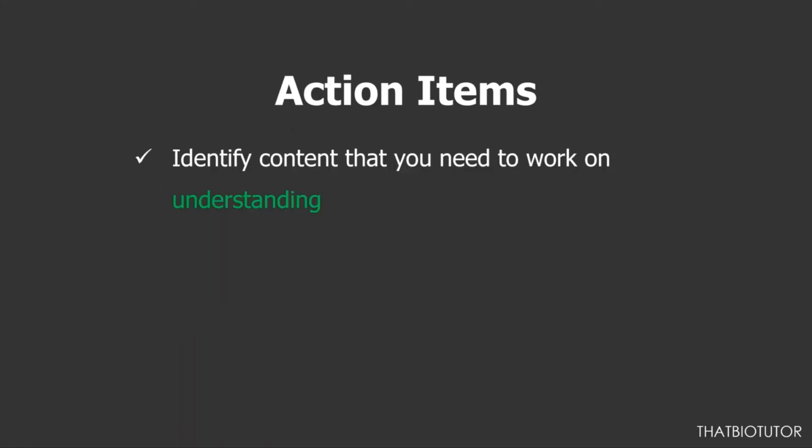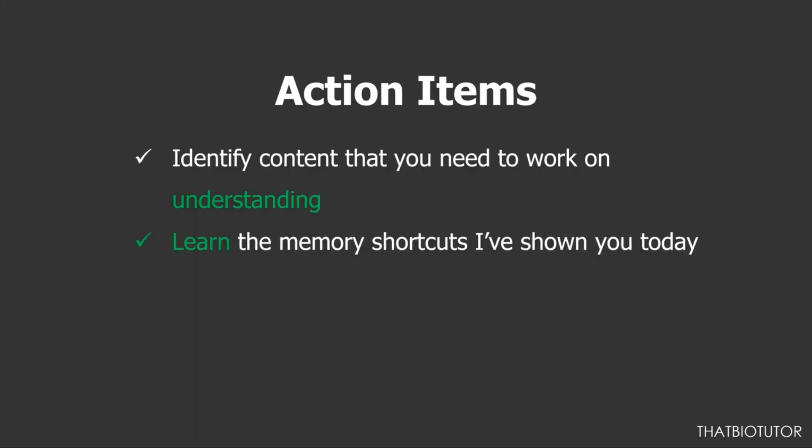Here are the action items. Go and identify the parts of the content which you can't recall. Okay, and then make sure you really understand them before you attempt to memorize them. Go and learn the memory shortcuts that I've provided you. And if you have your own way of memorizing them, you don't have to use mine, okay? It's not a hard and fast rule.